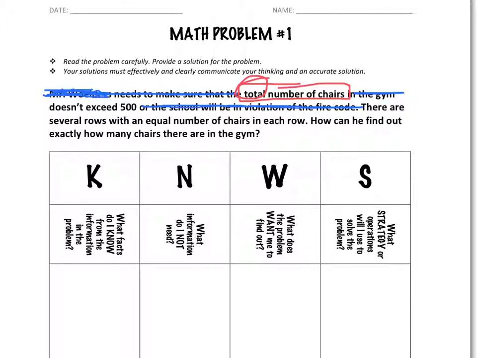Cade, what do I not need? Gym. All right, I don't need gym. Keep the question mark. Elijah, what do I not need? That's all I have. All right, so let's focus on what we do need.